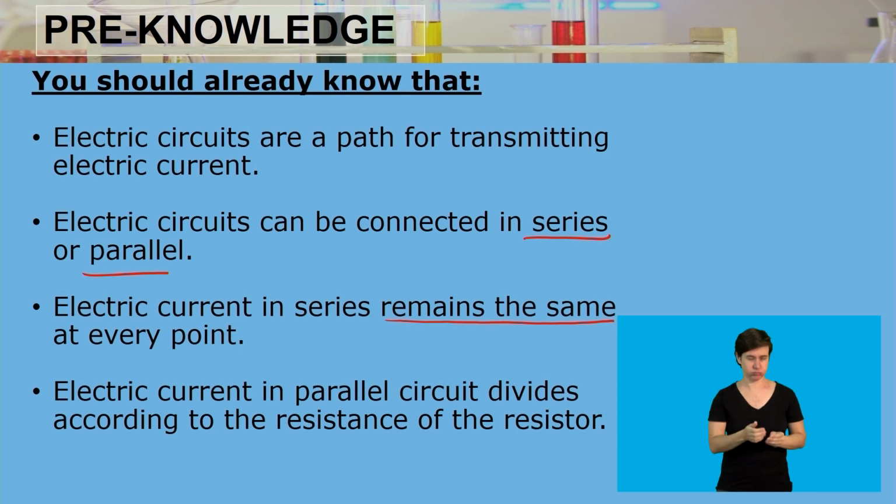We also know that electric current in parallel divides. Current in parallel divides according to the resistance of the resistor. That means in any parallel circuit, the higher the resistance, the lower the current. In other words, when the current increases, the resistance decreases. If we have a higher resistance, the current passing through that resistor is going to be small, because of the relationship between them.